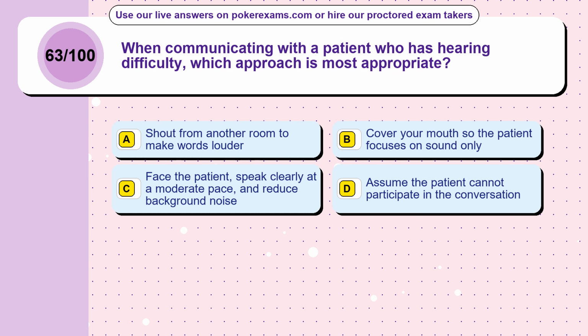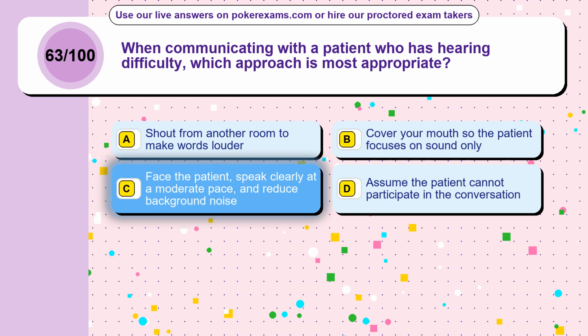Question 63. When communicating with a patient who has hearing difficulty, which approach is most appropriate? Option A. Shout from another room to make words louder. Option B. Cover your mouth so the patient focuses on sound only. Option C. Face the patient, speak clearly at a moderate pace, and reduce background noise. Option D. Assume the patient cannot participate in the conversation.